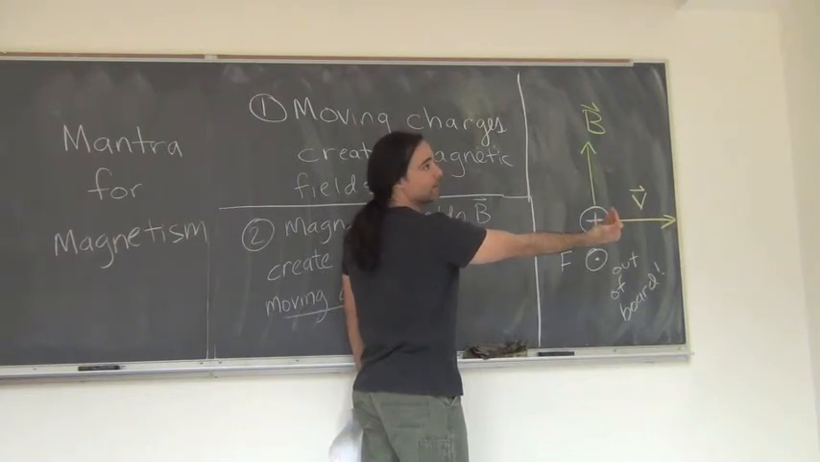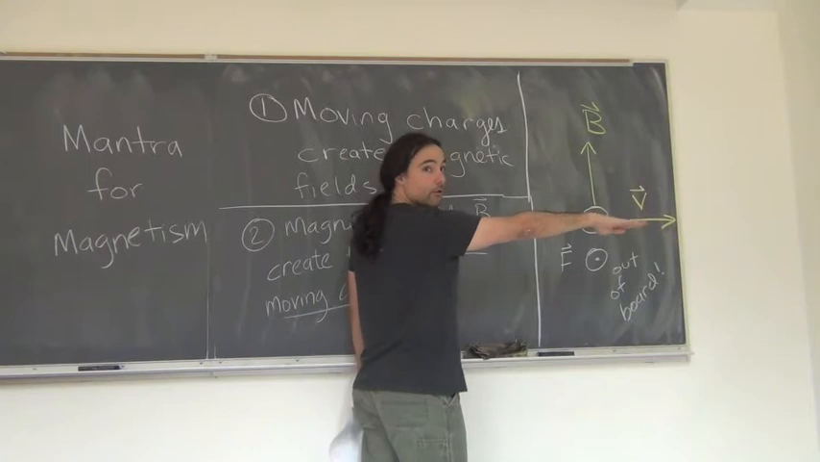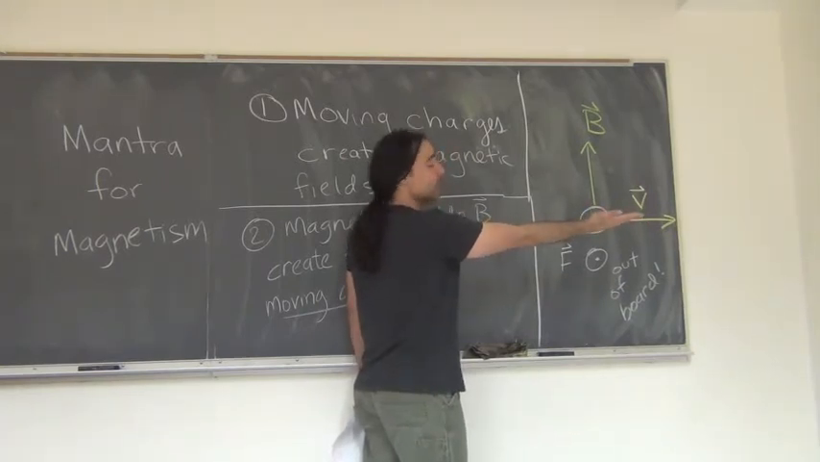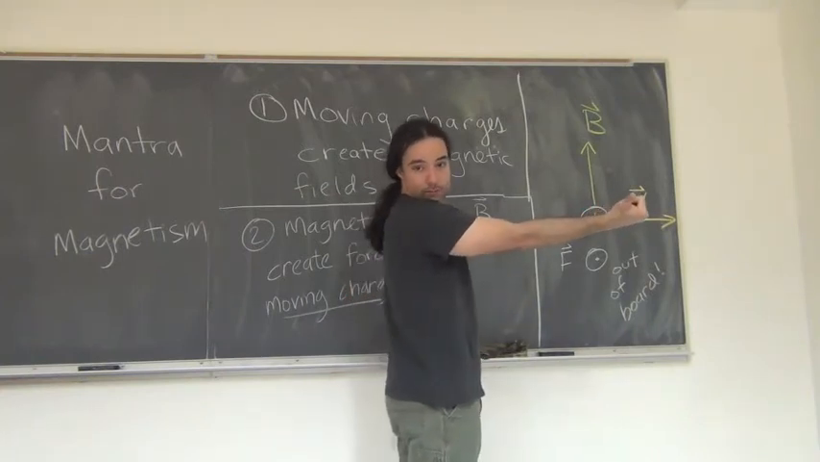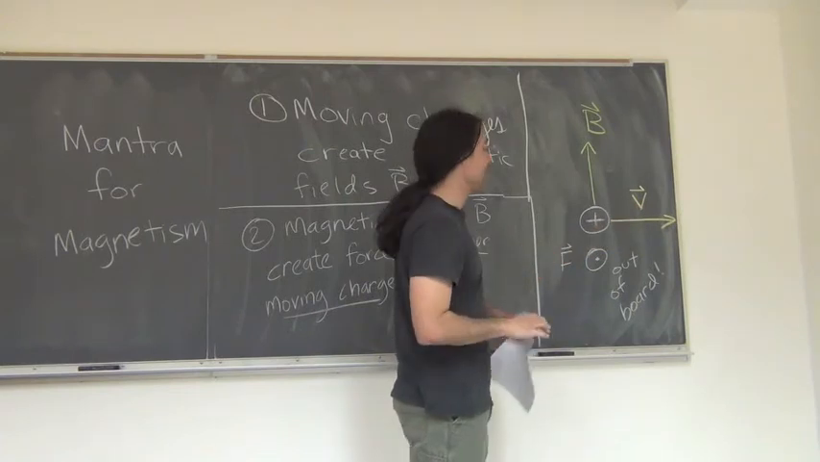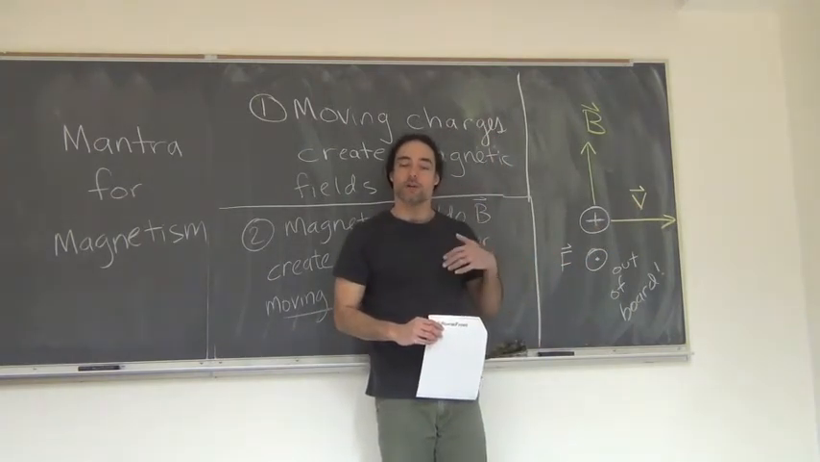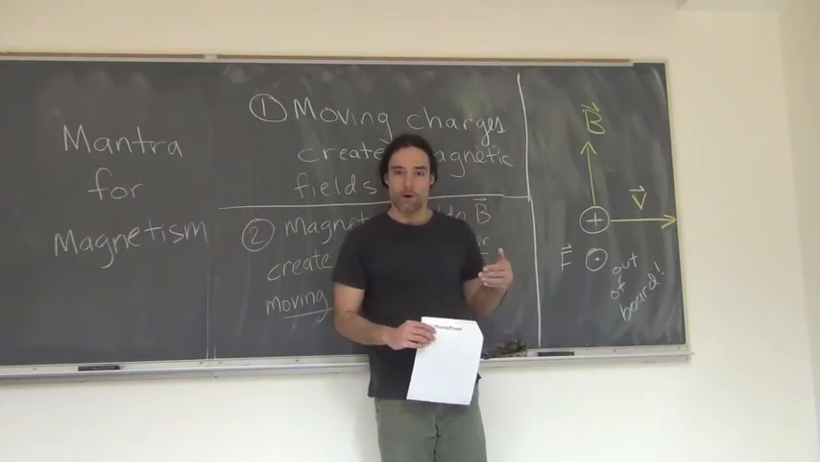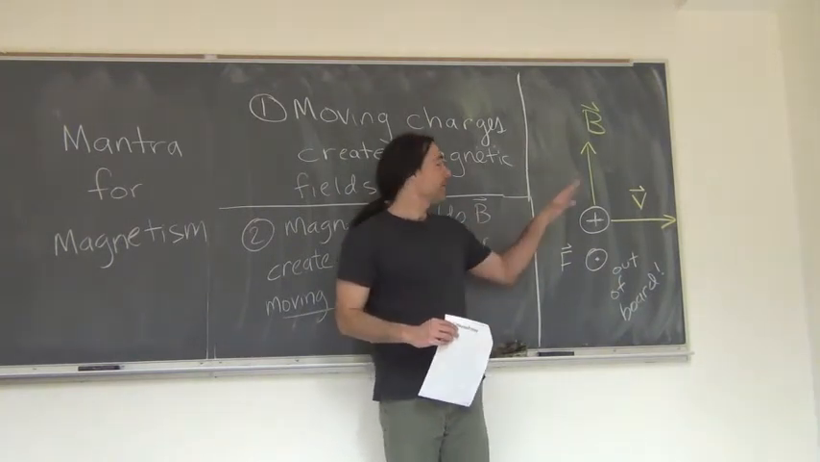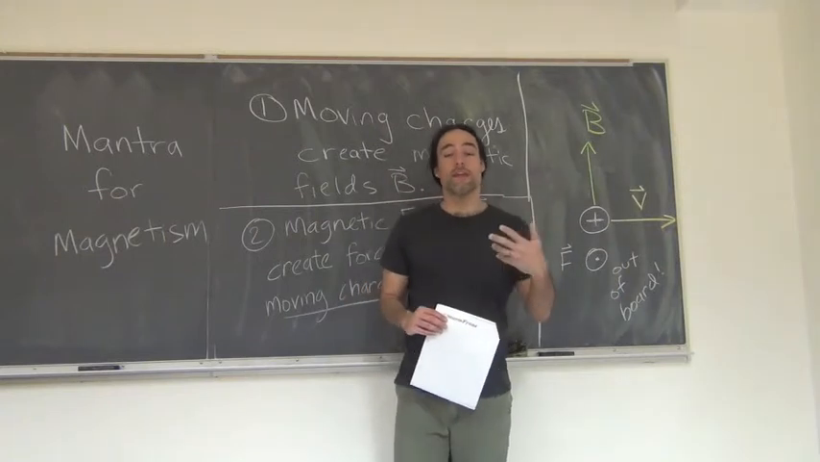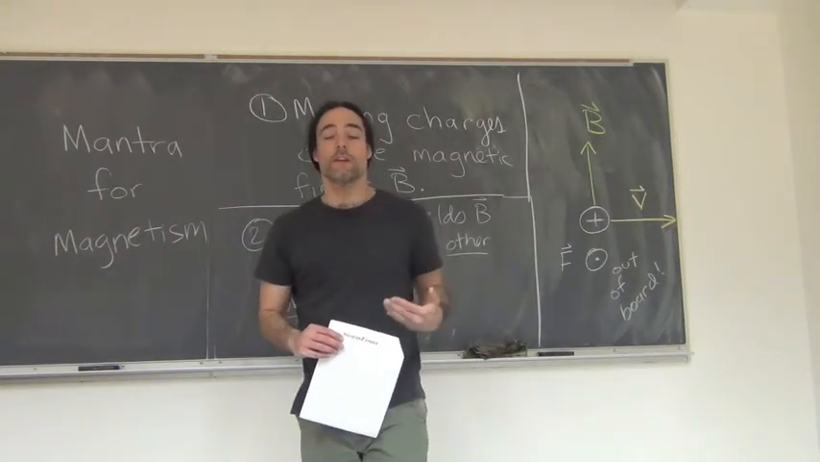So you start with your fingers in the direction of the velocity, orient your hand so that you can curl them to the magnetic field, then your thumb will point in the direction of the force. In this case, my thumb is pointing out. So it's a more complicated procedure for figuring out the direction of the force, but it does work. This is really the simplest way that we can use to figure out the direction of the magnetic force.